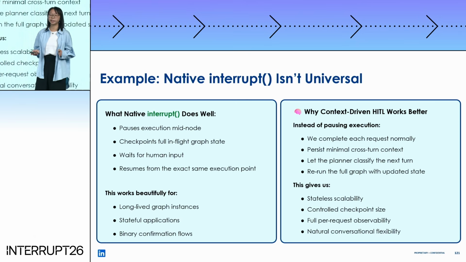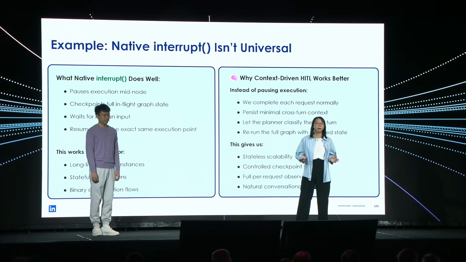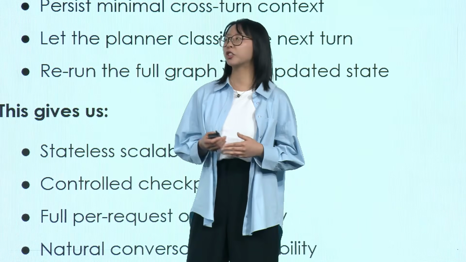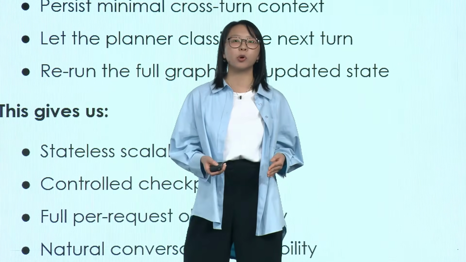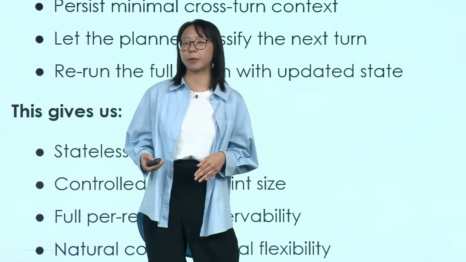But most important is we control our checkpoint size. Instead of storing the full graph, we are just persisting the minimum context. And Sean is going to talk about why that is important to our agents and why we picked this path.